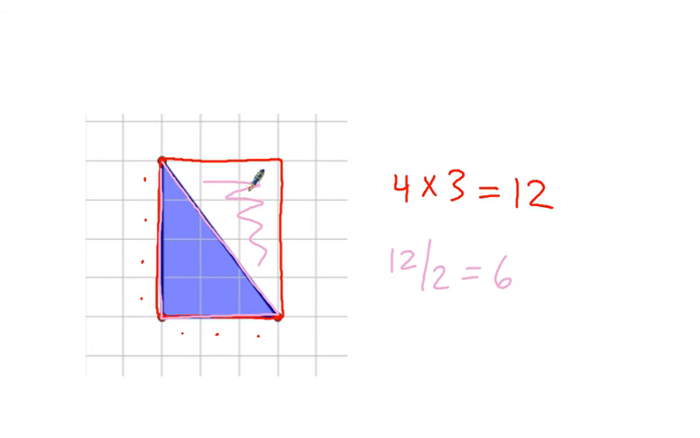Let me just clean this up real quick. All right, so what that tells us is we've got 6 squares in white and 6 squares in purple to make 12 squares altogether. To summarize, the area of that triangle is 6 square units.